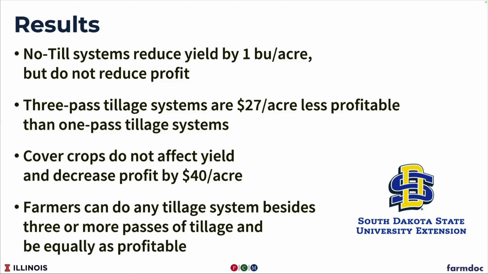So our main practical takeaways from this are that we find statistically a lot of our tillage systems result in similar or the same profits, except for the 3 or more passes of tillage, which is consistently unprofitable in our data set. And we do find some evidence of profit reduction from cover crops if there's not a yield bump to offset some of those additional costs we incur from planting cover crops.